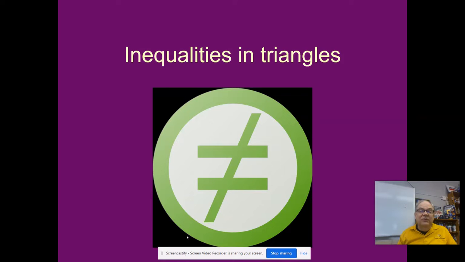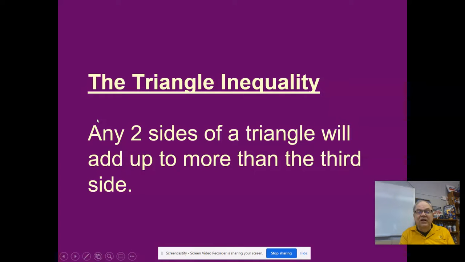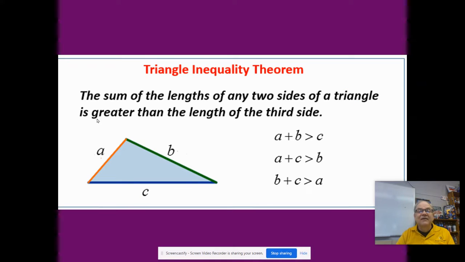First of all, we deal with what's called inequalities in triangles, and that basically boils down to two important rules. The first of those is called the triangle inequality. And what it says is that any two sides of a triangle always have to add up to more than the third side. If you add up two sides of a triangle, it's always going to be more than the third side is. Here's a picture that basically shows that, and it doesn't matter which two sides you pick, the sum of those is going to add up to more than the third side.